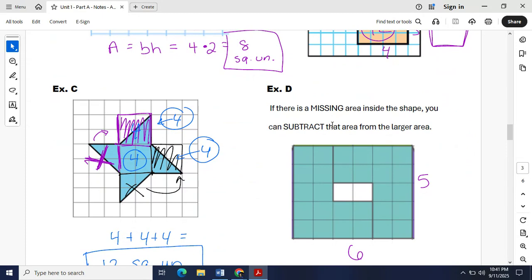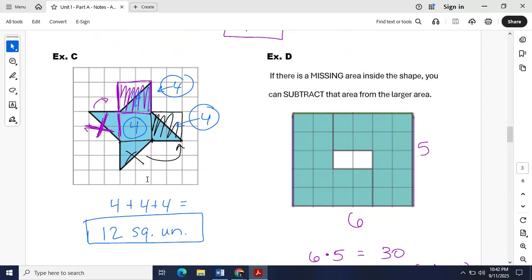Now, if I look at example C, what I did is I cut this triangle off and I moved it over here and I filled it in. So it created a square there. And then if you look at the bottom, I also cut that triangle off and I moved it over here to create a new square. So then this has an area of 4, this has an area of 4, and this has an area of 4. So you can add them up or just do 4 times 3, you get 12. So example C has an area of 12 square units.